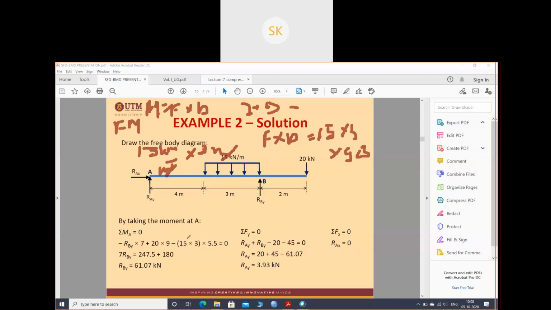So this is how we find RBY. Then, summation of all the vertical forces you will get. This 45 is nothing but this one, force is 15 into 3. Okay, that's how.